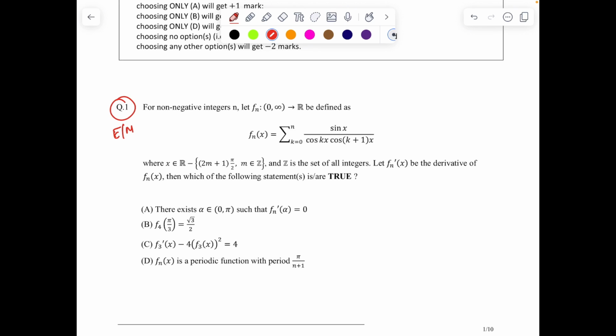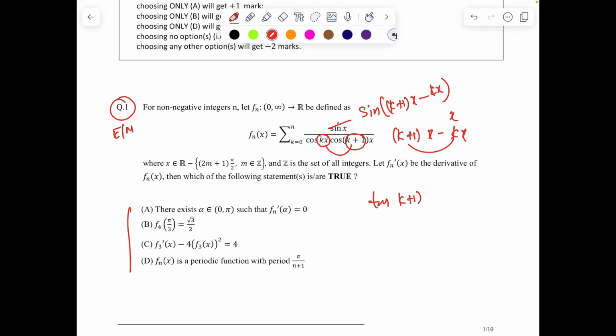I know it's from the telescopic series, because the moment you see this, a similar problem appeared in the last JEE papers. And it's no wonder, since the difference between the arguments, k plus 1 times x minus kx, is nothing but x. So sin x I can write as sine of (k plus 1)x minus kx, and that will give sin a cos b minus cos a sin b. So cos kx will get cancelled, and we'll be left with tan kx.